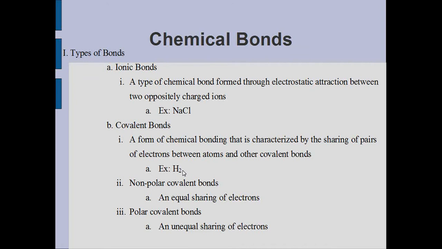And covalent bonds have two kinds. There are nonpolar covalent bonds, which are characterized by sharing electrons equally, and polar covalent bonds, which are characterized by unequal sharing of the electrons. What happens in polar covalent bonds is usually one atom is very electronegative or very big compared to the other atom. So that's why it attracts the electrons more, creating an unequal sharing of electrons.